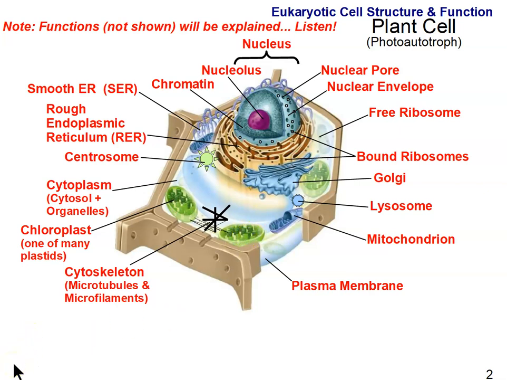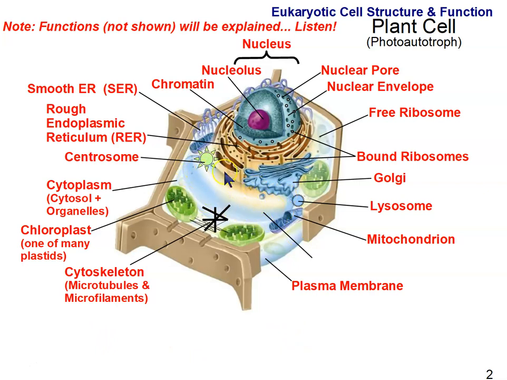The origin of eukaryotic cells in general is thought to be through the process of endosymbiosis, which is a concept that we've already covered, but we're going to cover it again in this unit because it is so central to the evolution of eukaryotic cells.